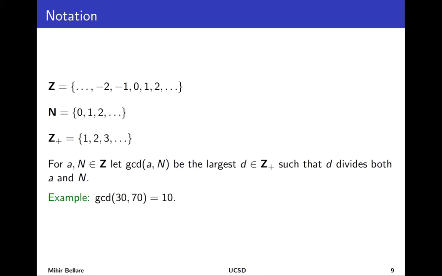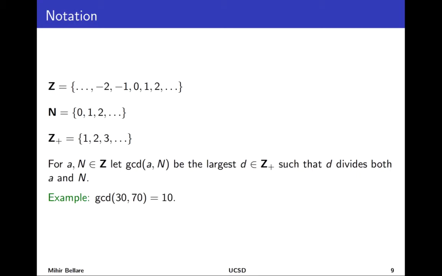Okay, so with that introduction, let's get going. We'll start with just a bunch of basic notation. By Z, we mean the set of integers, both positive and negative. By N, the set of natural numbers, which is all non-negative integers. And the strictly positive integers will be denoted Z plus.